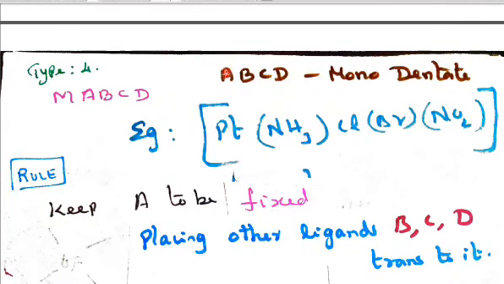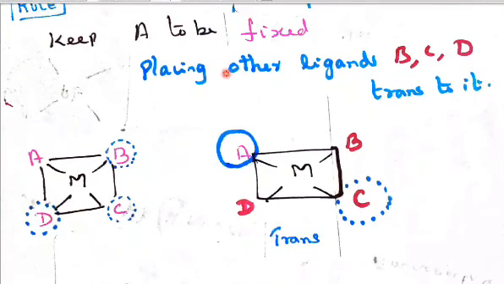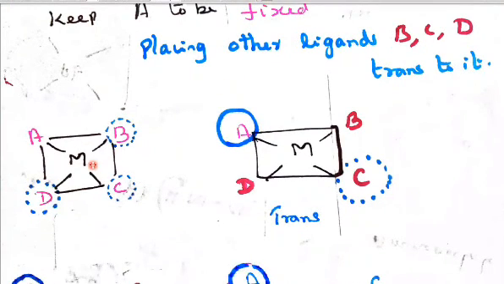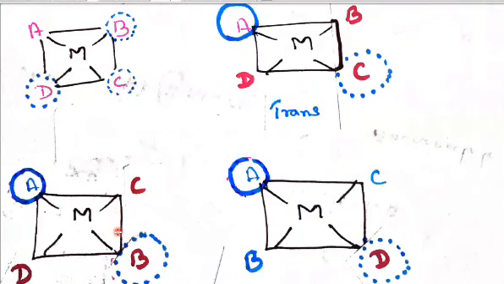So keep A as fixed. I have written a general formula, metal A, B, C, D, and I fixed the position of A here. Then I am interchanging B, C, D trans to A. C is trans to A, so it is a trans form. Then interchanging B and C, B is coming down, so B is opposite to A. So it is a trans.